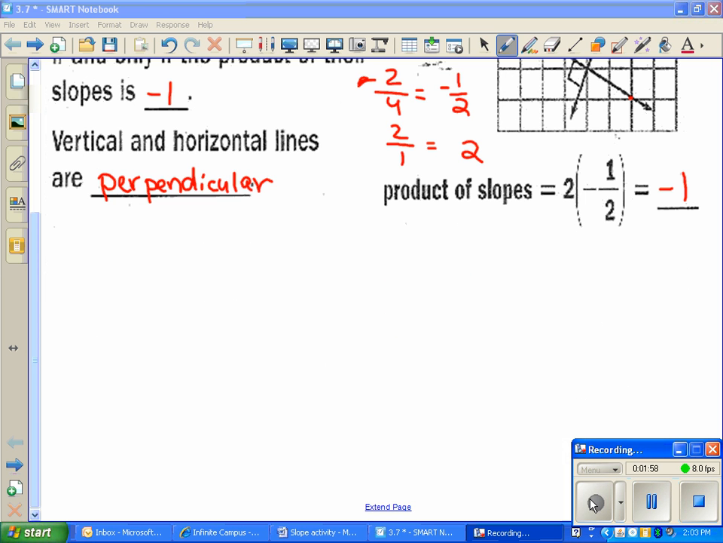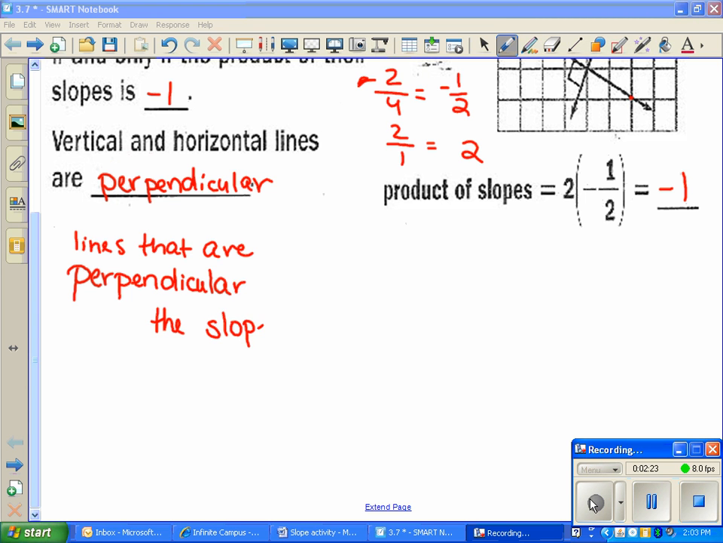I'm going to write something else. Also, you need to know that for lines that are perpendicular, their slopes are opposite reciprocals of each other. Now, opposite means a different sign. Reciprocal means the fraction flips.